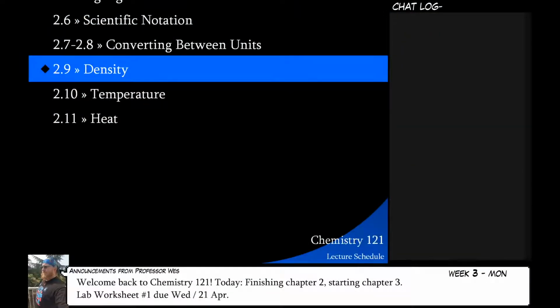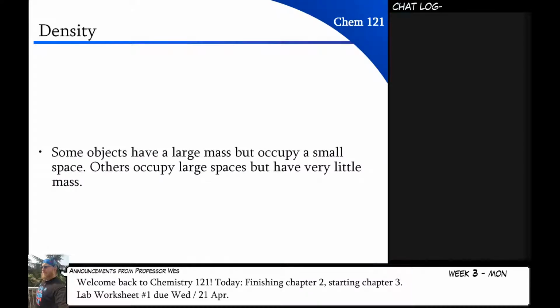Alright, so without further ado, let's finish up Chapter 2 so we can get on Chapter 3. This section has to deal with density. Density is just a formula that you will be calculating using 2 components and solving for the third one. But we need to actually talk about the relationship of what density is.